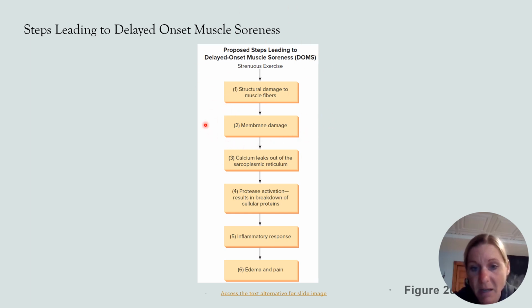We'll also see some damage within the membrane. So think the cell membrane or the edges of those cells. We'll experience some damage there. We have calcium leaking out of the sarcoplasmic reticulum. We see a protease activation, which will result in breakdown of cellular proteins. So again, understanding that breakdown process within the muscle itself. We have an inflammatory response, which will result in edema, or an increase in fluid, and some pain sensation in that particular area. Again, this is the cascade of events that will occur.